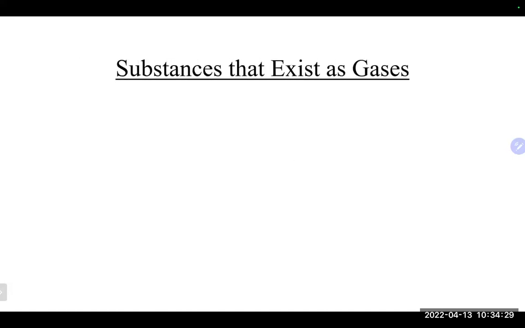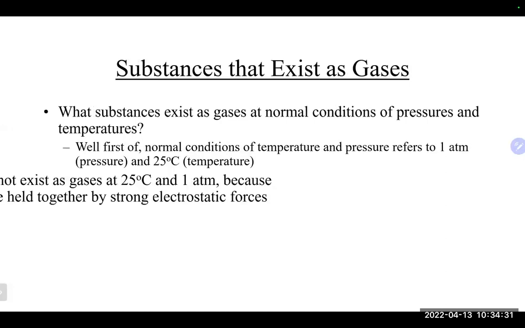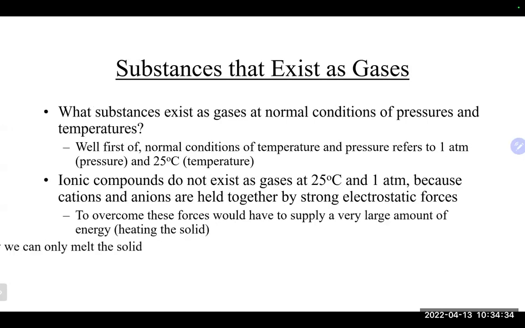So let's get started with substances that exist as gases under normal conditions. Under normal conditions, that's usually table-type conditions that you find in books and so forth. Normally that is a room temperature of 25 degrees Celsius and a pressure of 1 atmosphere. 1 ATM is an atmosphere, obviously a unit of pressure. And that is typically what normal conditions are thought of as.